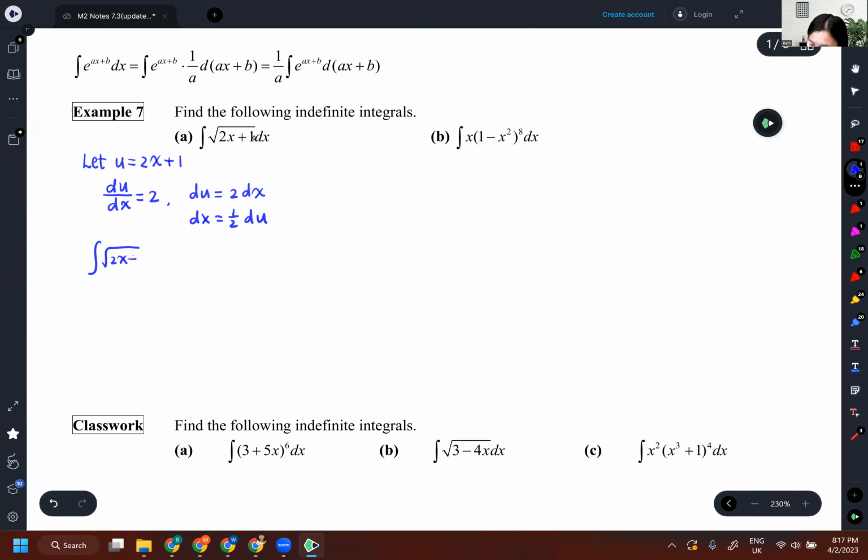And then you simplify it. Now you calculate, this is the final coefficient, and then you write u back to x. And then you're done. Is that okay?